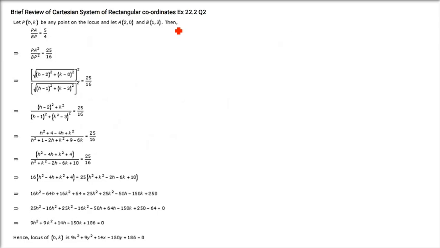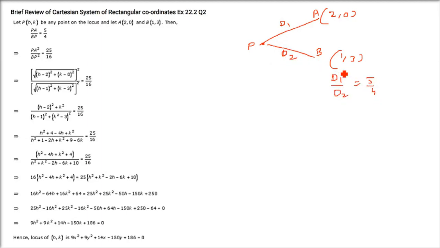Find the equation of the locus of the point which moves such that the ratio of its distance from (2, 0) and (1, 3) is 5 by 4. So there is a point, and its distance from (2, 0) and its distance from (1, 3). So let us take this as point P, and these as A and B. We have this distance, say D1, and this distance D2. So D1 by D2 has to be equal to 5 by 4. Let us say P is (h, k).